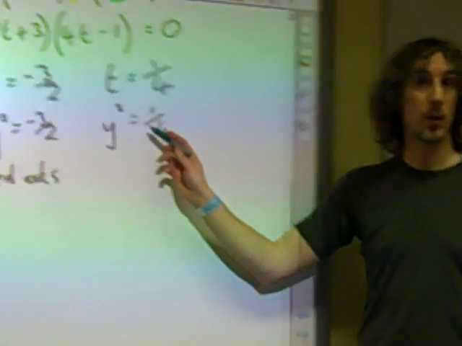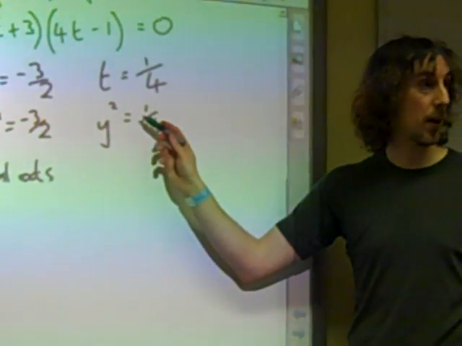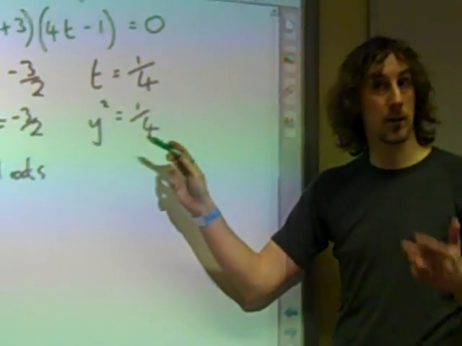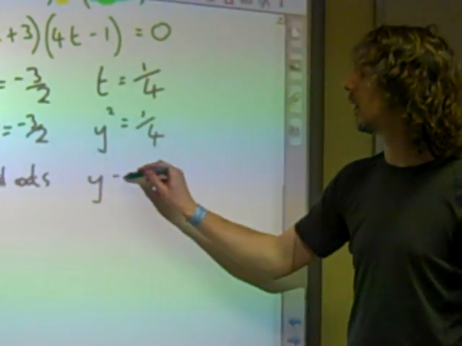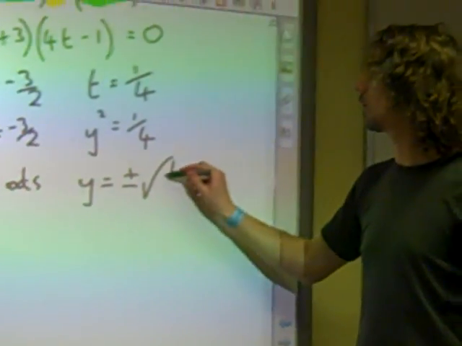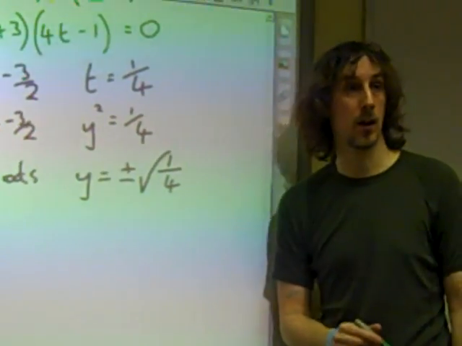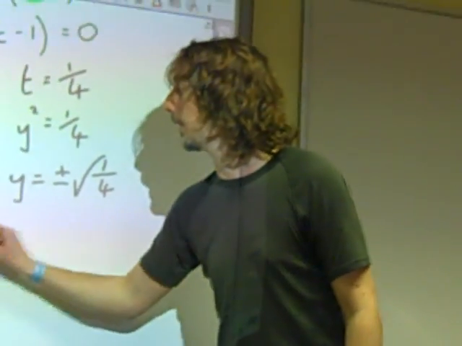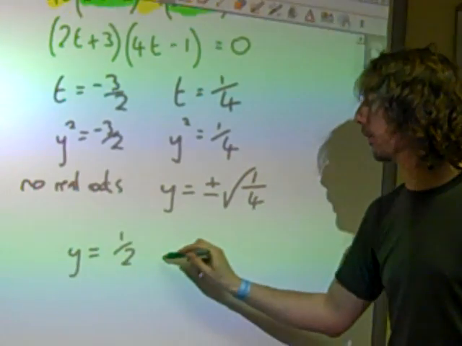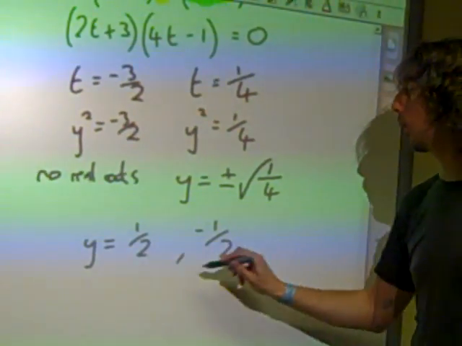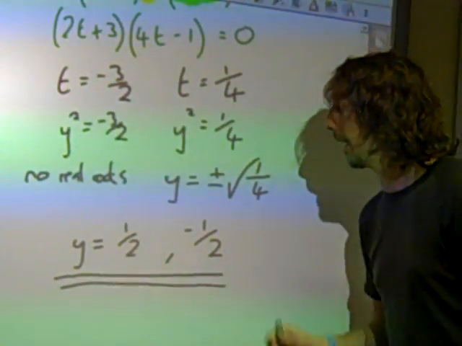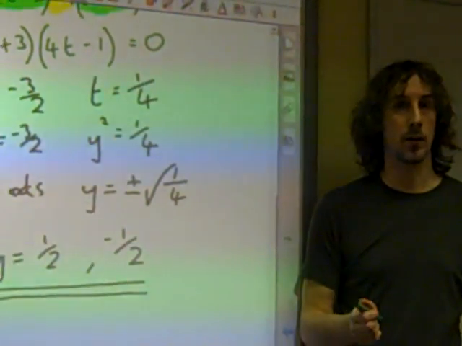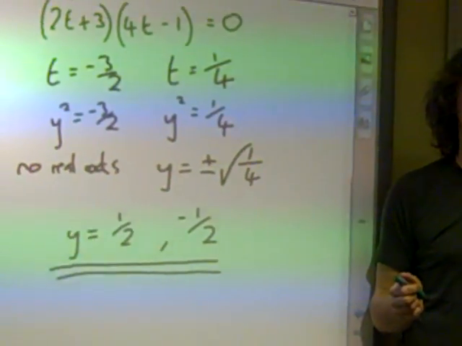Whereas this one, having got y squared equals a quarter, we need to do plus or minus the square root of a quarter. And the square root of a quarter would be a half. So y equals a half or minus a half. They are our solutions to that equation.